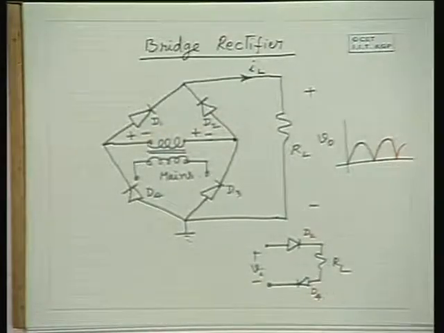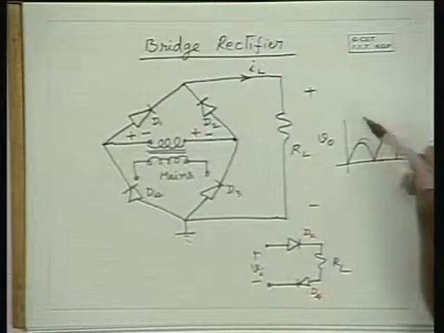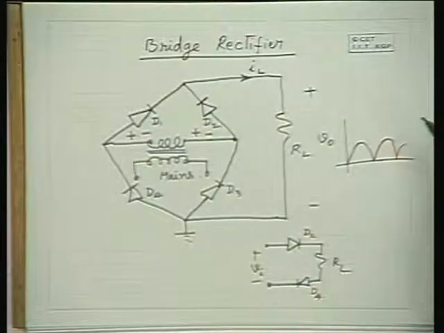And the analysis which we made for the full wave rectified waveform is applicable. So this is applicable when the reverse biased diodes are reverse biased such that the avalanche breakdown doesn't occur. That means the reverse voltage applied across the diodes is less than the avalanche breakdown potential.